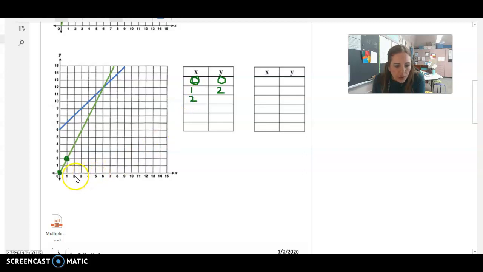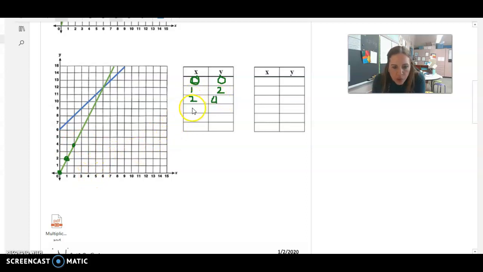Let's see what y is when x is 2. Okay, so go to 2 on the x-axis and see where it crosses the line. Well, here it intersects with the line. And right here we see that when x is 2, what is y? It's 4.